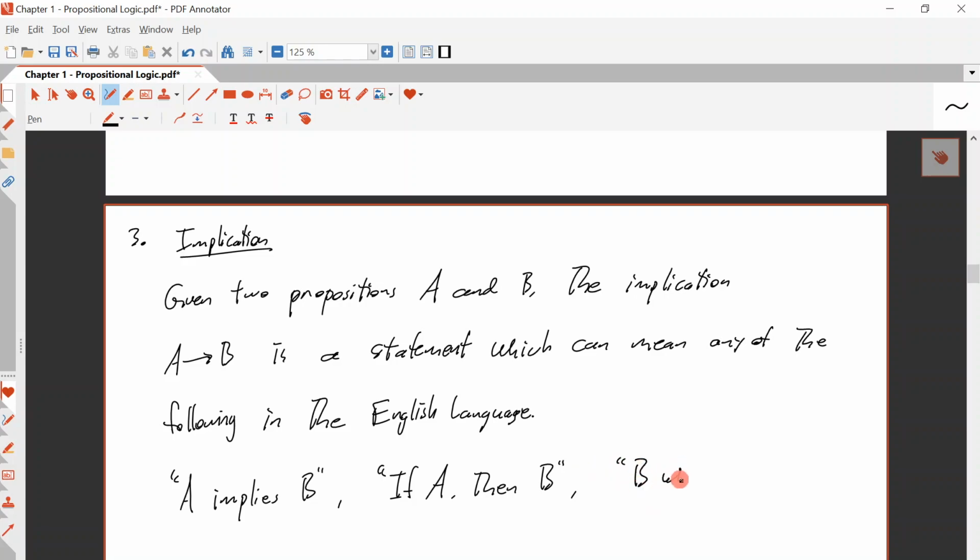B when A. Now, there are a lot of these things in English for implication. You can say it in all kinds of different ways. The best way is A implies B, if A, then B. All these other ones can really get confusing. This one has the A first, then the B. This has the A first, then the B. This one switches them around: B when A.